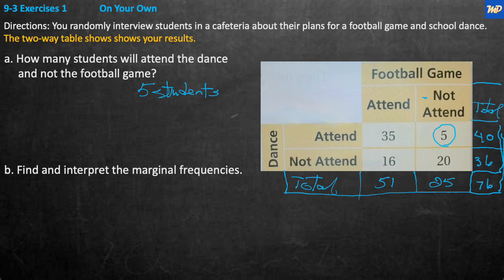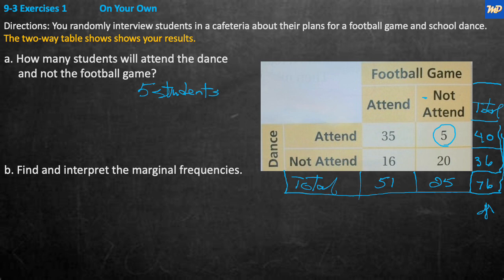And attending the dance, whether they went to the game or not, we know that 40 people attended the dance and 36 people did not attend the dance. And in total there were 76 people surveyed. That's basically how you read this. Going across, you can say there were 40 who attended, and I don't care whether they went to the game or not. But now we've mixed the two data together.